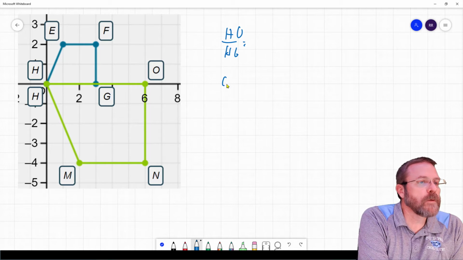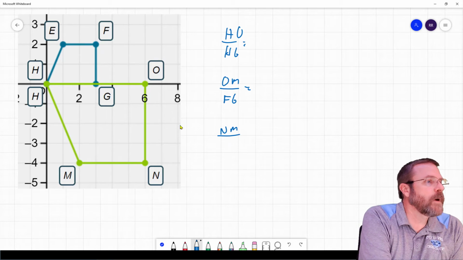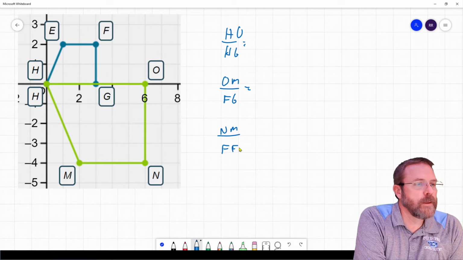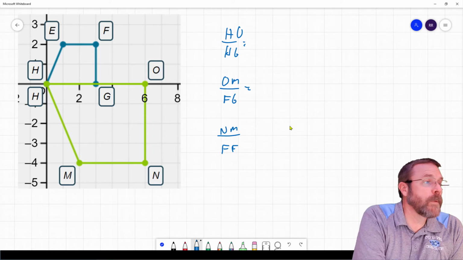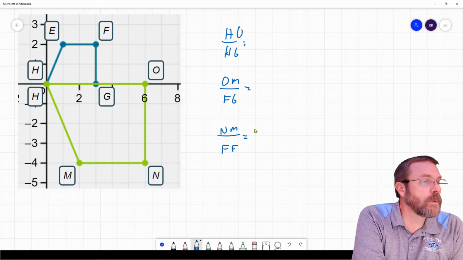Next, I'm going to say that OM corresponds to FG, and then NM is going to correspond to FE. I'm going to compare those. I'm not worried about that slant height. If those three are good, everything's going to be good.